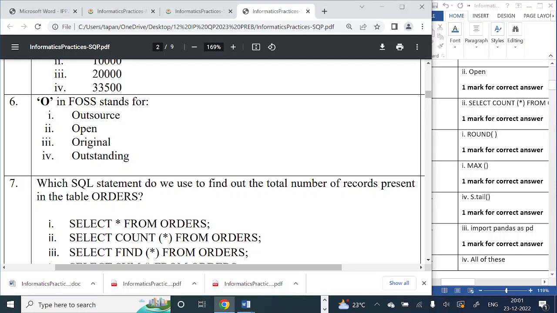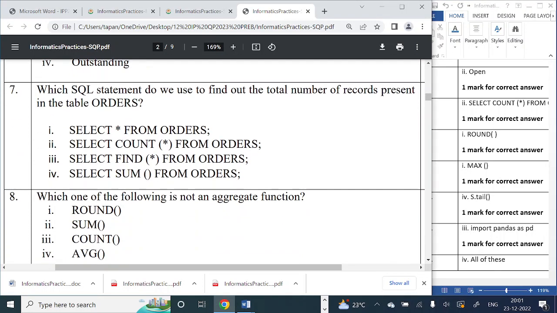Now next, seventh question will be, which SQL statement do we use to find out the total number of records present in the table orders? So when you are asked to find the total number of records, we use count. So second option you can see, select count star from order. The first one will show all the records, it will not count. Second one does not exist. Second one is the correct option. Third one does not exist, and last one, sum, will do the sum. So the question was to count the total number of records, so we will use count star.